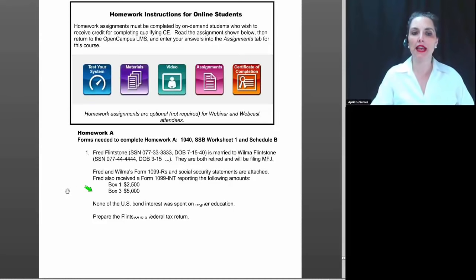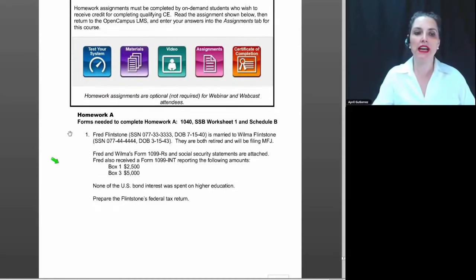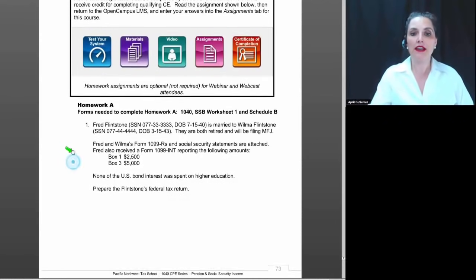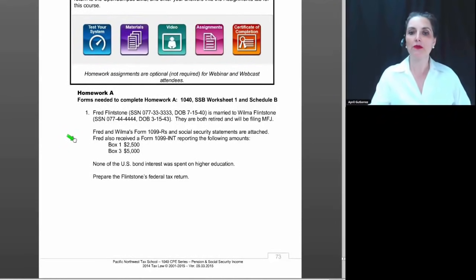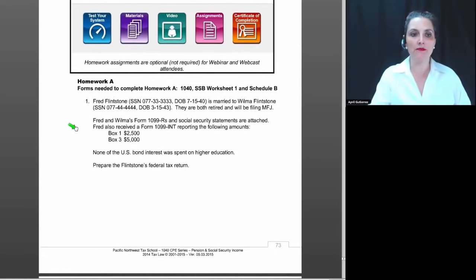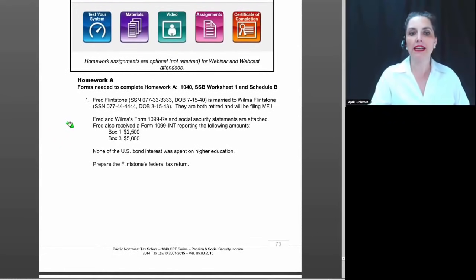Homework assignment number A involves preparation of a tax return for Fred Flintstone. You're going to need to do a Schedule B, the Social Security benefit worksheet, and then obviously complete his Form 1040. Fred is married to Wilma. They are both retired and they're filing a joint return. Fred and Wilma's Form 1099-Rs and Social Security statements are attached.